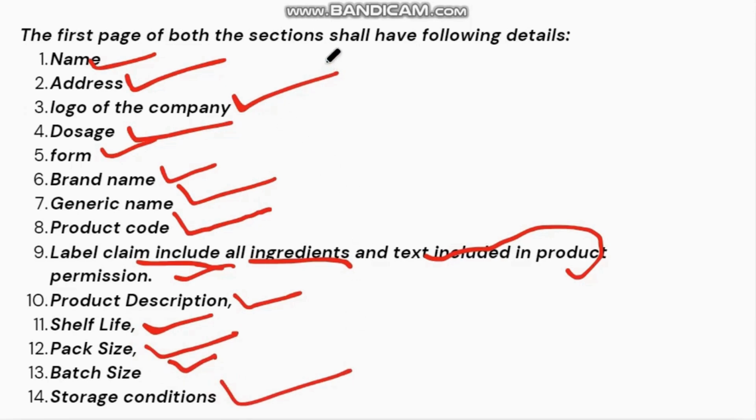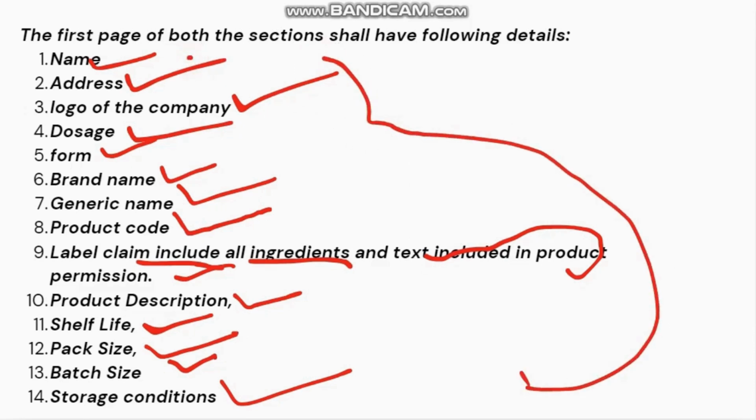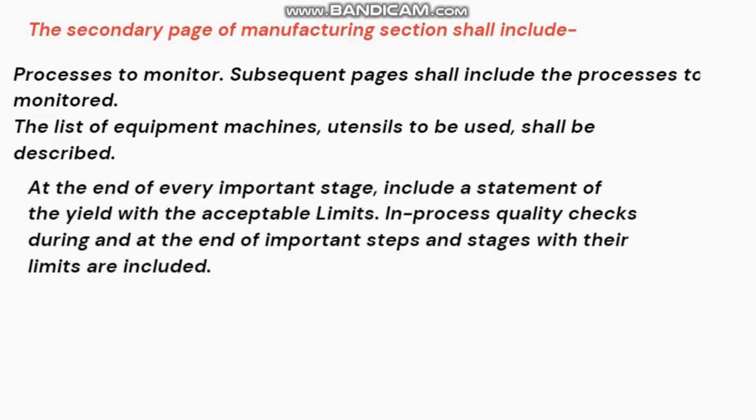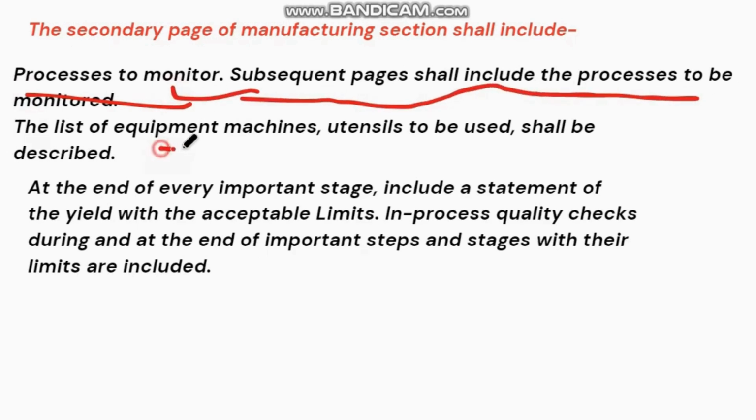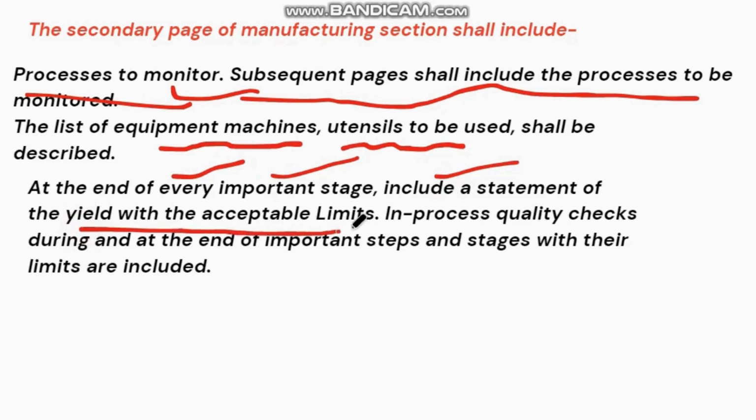Means all the details of the dosage form or the particular product are present on the first page. And the second page contains the following details, like the process to monitor. The subsequent pages shall include the process to be monitored, the list of equipment or machineries, and the utensils which are used. Then at the end of the very important stages, a statement of the yield with acceptable limits, in-process quality checks, and the important steps and stages with their limits are included.